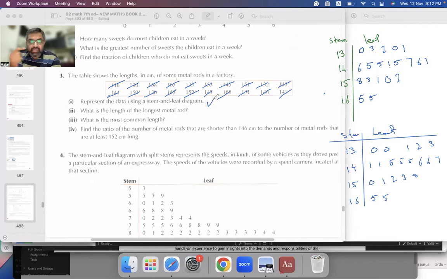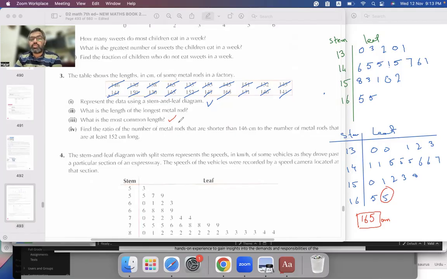The next one is, what is the length of the longest metal rod? It is already sorted, so now it's easier to see. The longest is the last one. So this is going to be 16 and we put 5 with it. So 160 and 5. The longest one is 165. Don't forget the units, centimeter.